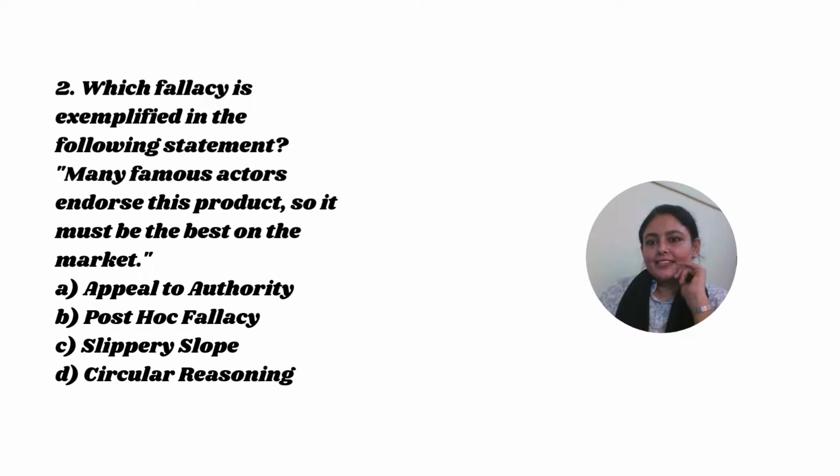Which fallacy is exemplified in the following statement? Many famous actors endorse this product, so it must be best on the market. Number one, appeal to authority, then post hoc fallacy, slippery slope, or circular reasoning. Three, two, and one. This is appeal to authority, and why is that? Because many famous actors are doing something, so it must be true.